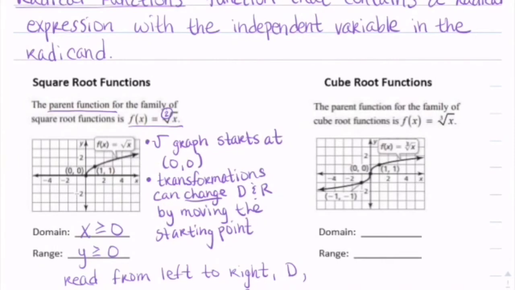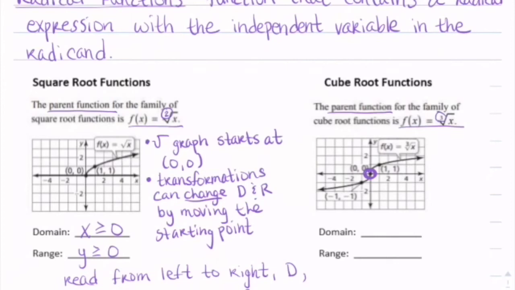Now, let's look at a cube root parent function. So the cube root parent function is the cube root of x. How do we know it's a cube root? It's got a 3 here as the floating number in front of x. Remember, that's called the index, that floating number. Now, if we move this parent function up, down, left, or right, this kind of center point here at 0, 0 is going to move.